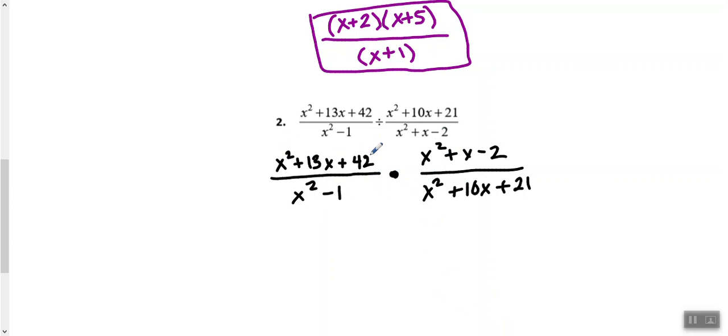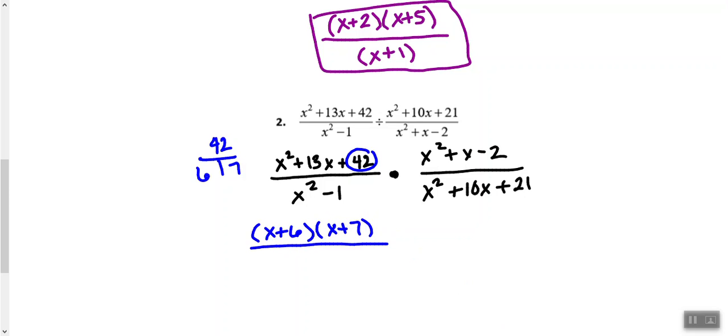So, top one, I'm looking what multiplies to 42, but adds to 13. And those two numbers are 6 and 7. So that becomes x plus 6 times x plus 7 over, the bottom is a difference of squares. It's two terms subtracting, and they're both perfect squares. So it becomes x plus 1 times x minus 1.